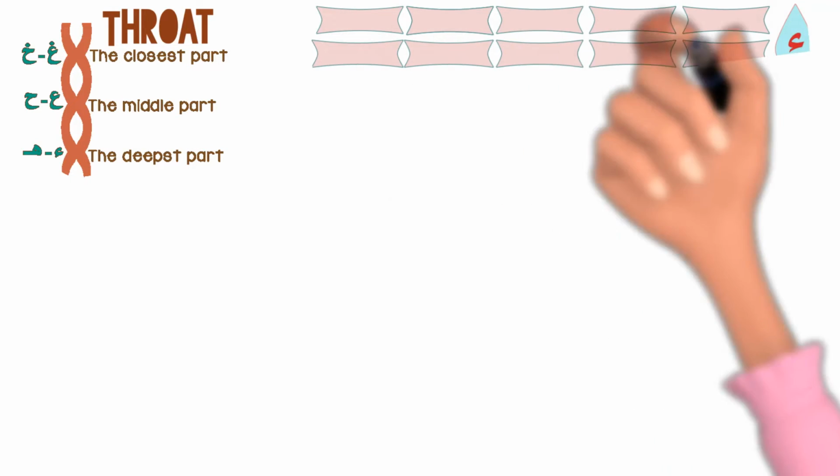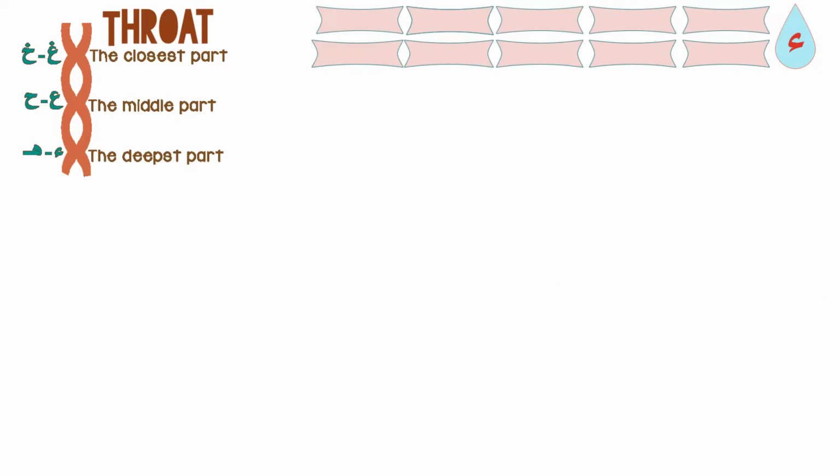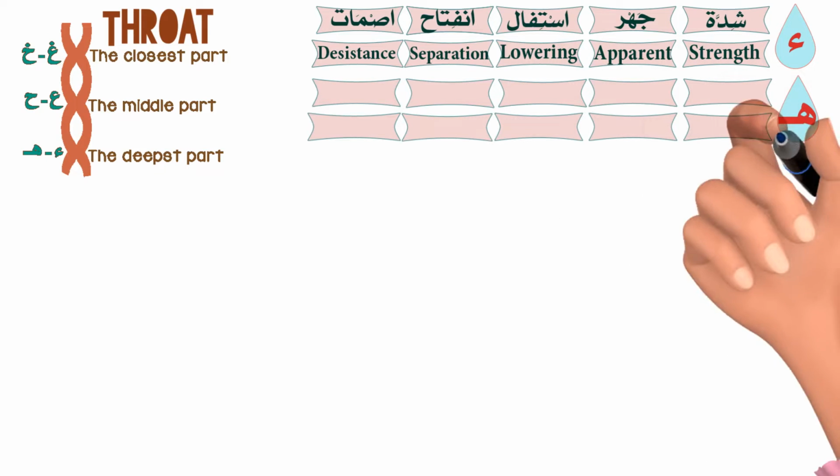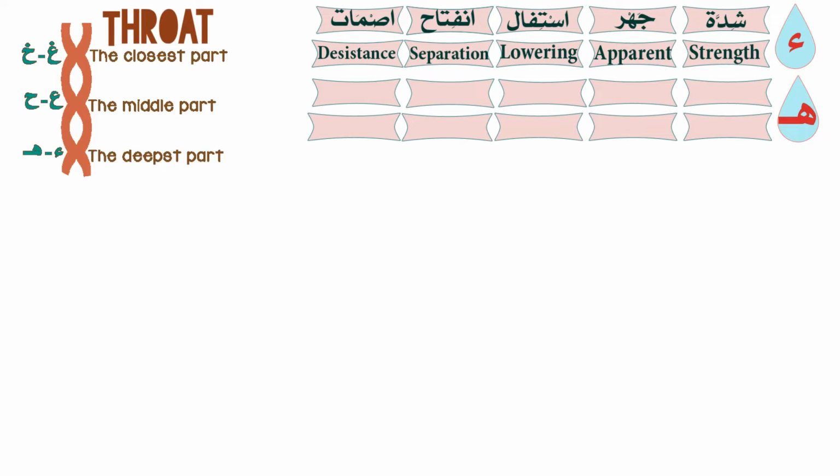First, the deepest part of the throat, the makhraj of hamza and ha. The hamza characteristics are shidda, strength, jahr, apparent, istifal, lowering, infitah, separation, and the last is ismet, resistance. Then the ha has rakhawa, floppiness, hams, whisper, istifal, lowering, انفتاح, separation, and ismet, resistance.